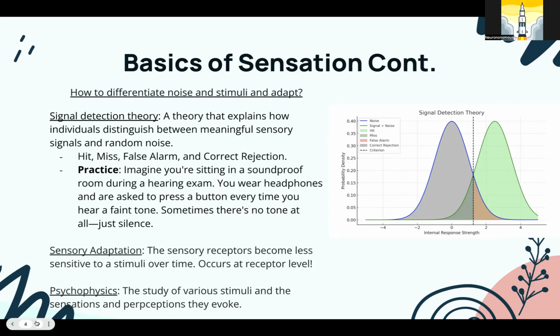Another term that's important is sensory adaptation. This is where sensory receptors become less sensitive to a stimulus over time, and it occurs at the receptor level. That's very important because oftentimes students get this confused with habituation, which occurs more at the cognitive level. Sensory adaptation refers specifically to the receptors and how the receptors themselves become less sensitive. They're less likely to fire action potentials over time. And psychophysics is just another term that's thrown out there. It's just the study of how various stimuli relate to the sensations and perceptions that the stimuli evoke.